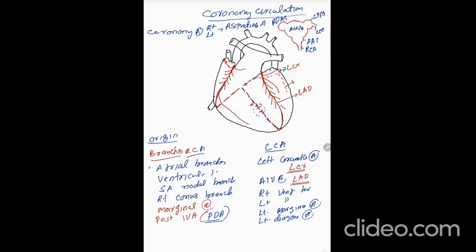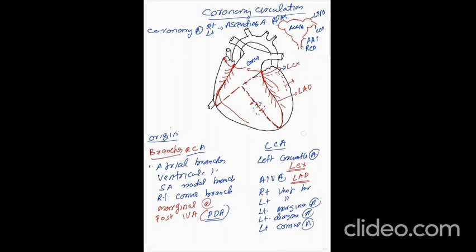And in another case you can see here, from here a branch arises which goes and supplies the conus. This part is known as the conus. This is a conus medullaris, so this part is a conus. So this is a right conus artery. Okay, so here we have the right conus artery, and this is the left conus artery. Okay, so these are the branches and the distribution of the coronary artery.